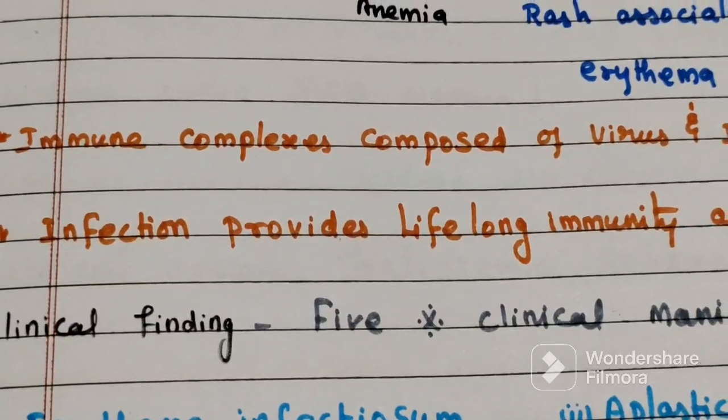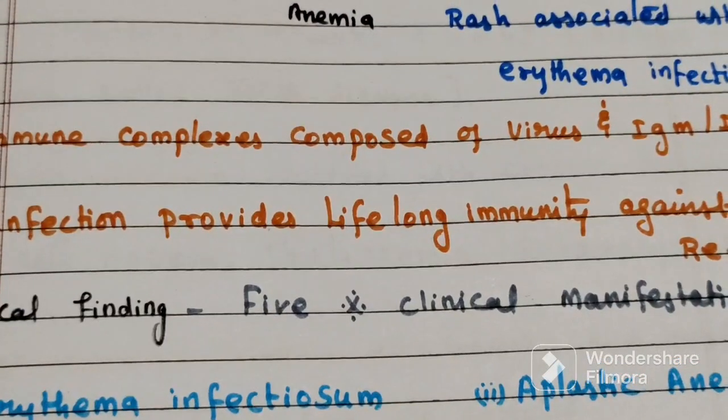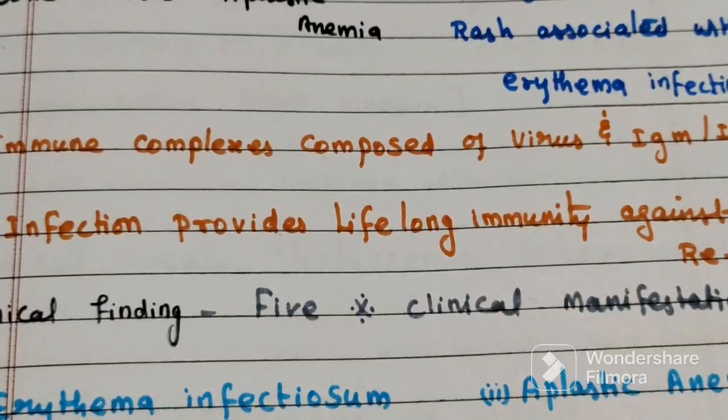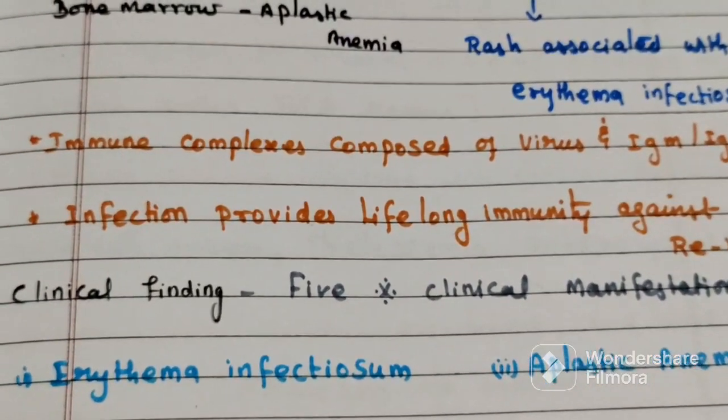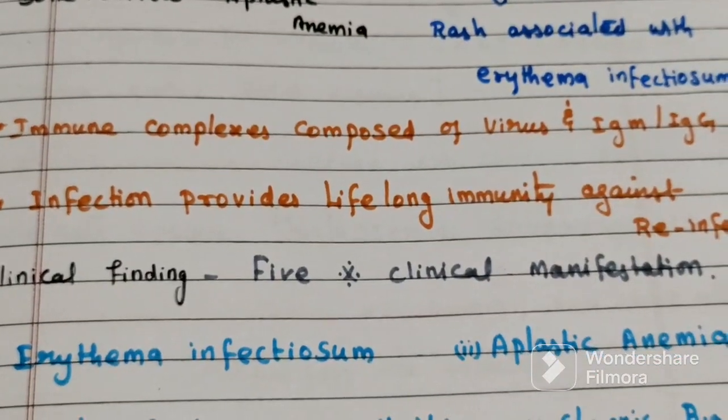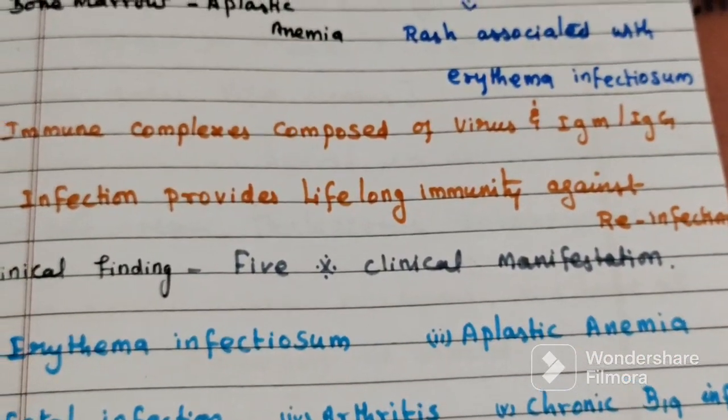Immune complexes composed of virus and IgM and IgG also contribute to the pathogenesis of disease. Infection provides lifelong immunity against reinfection.